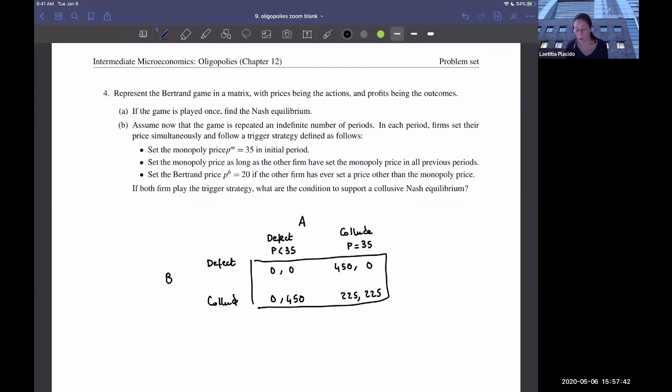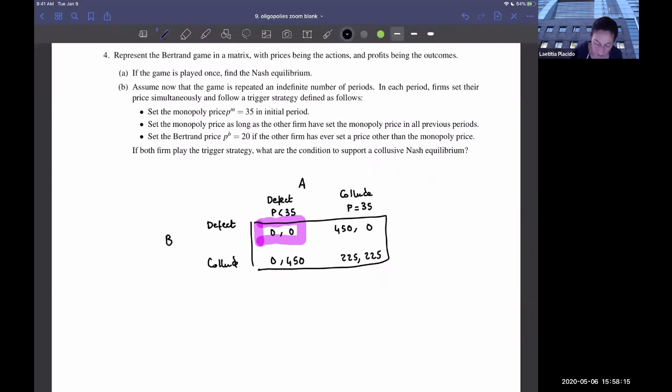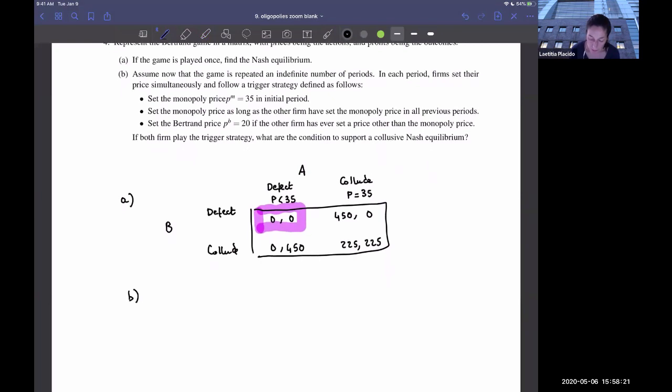So if the game is played once, what is the Nash equilibrium? Here you can easily see that the best outcome for both firms would be to collude. They would each get 225. But the Nash equilibrium is the one in which both firms undercut the price set by the other firm. So the Nash equilibrium here is that both firms defect. Okay, so that's question A. Now let's move to question B.